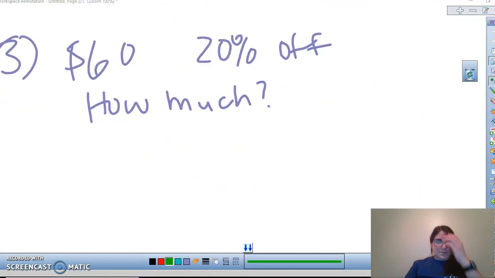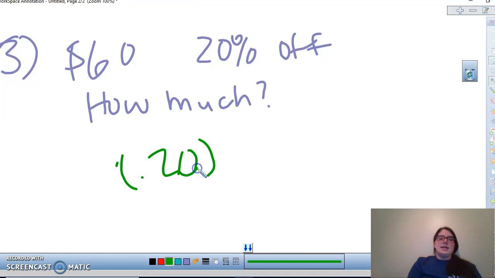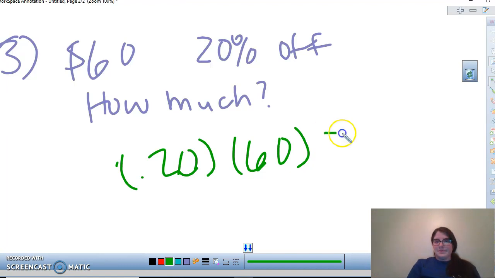Last but not least, let's say an expensive life jacket was $60, and you had a coupon for 20% off, how much would it be? So you need to take 0.20 times 60, which would give you 12.